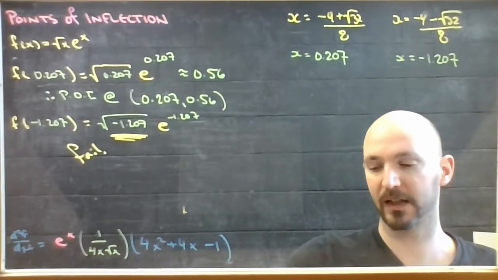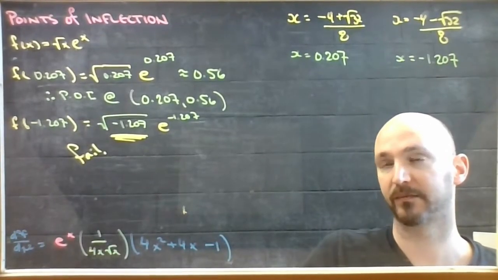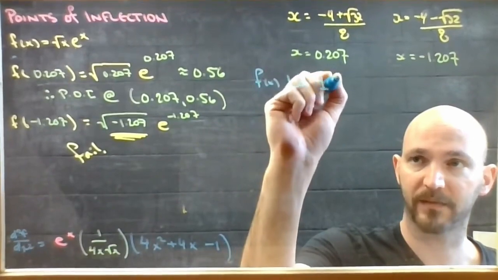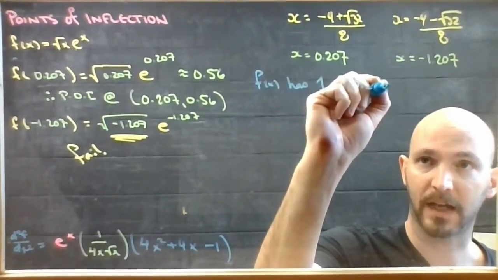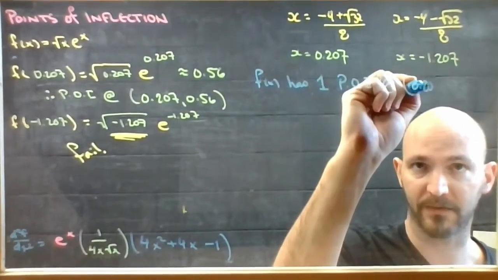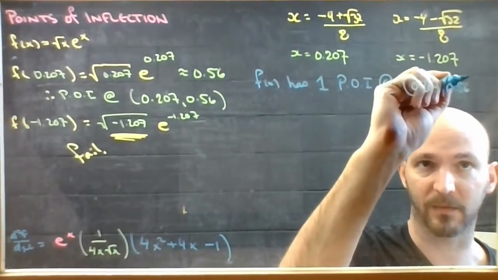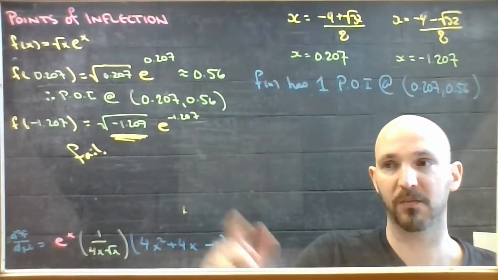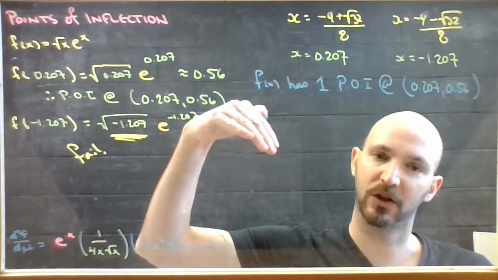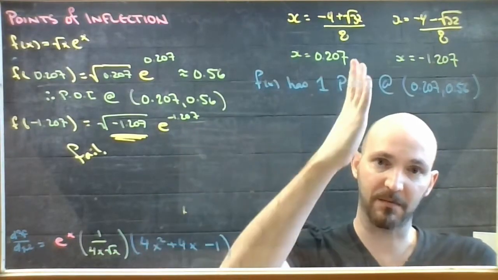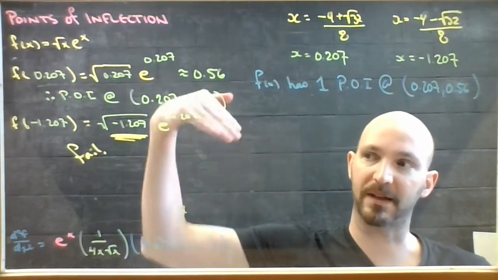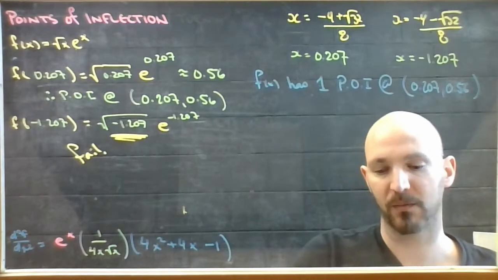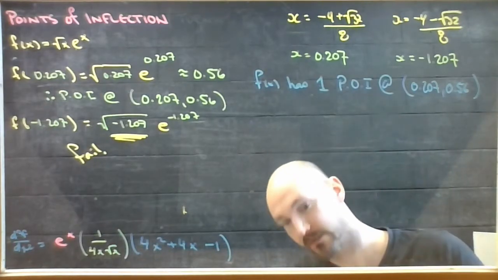So what we figured out is that this function, f of x, has one point of inflection at 0.207 on the x and 0.56 on the y. So whatever it does on either side of that point, when it comes to 0.207 on the x, it either has to be curving down and then flip to curving up, it's got to do this sort of thing, or it has to be curving up and then flip to curving down. I'm going to clear this off, try one more, and then I think we're good for the problem sets.